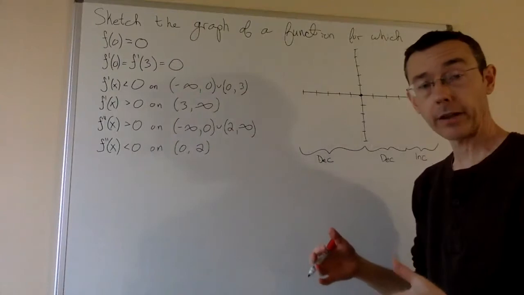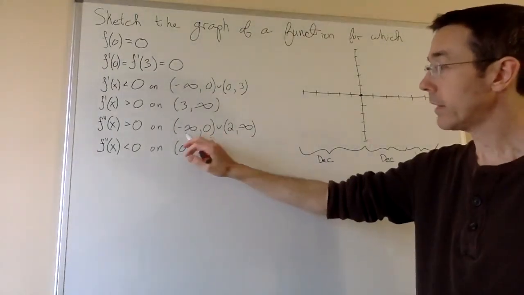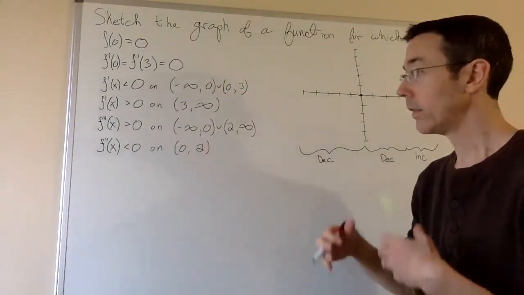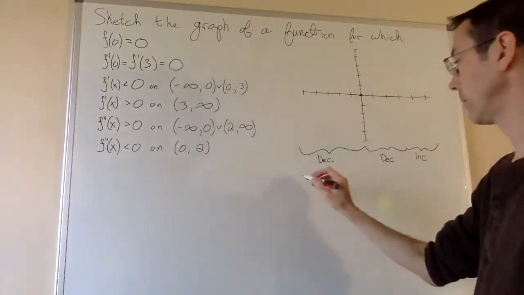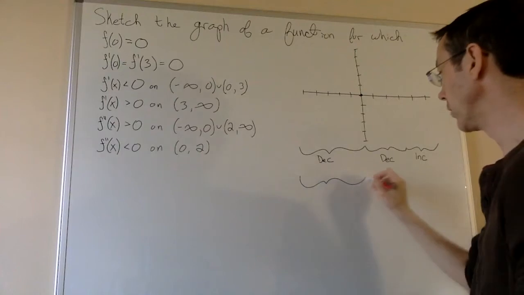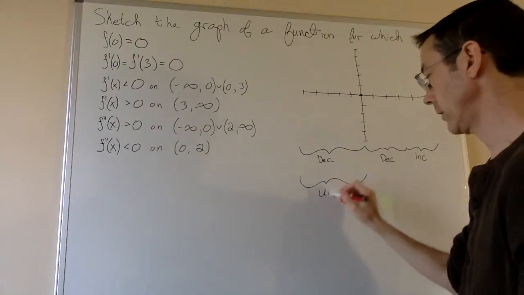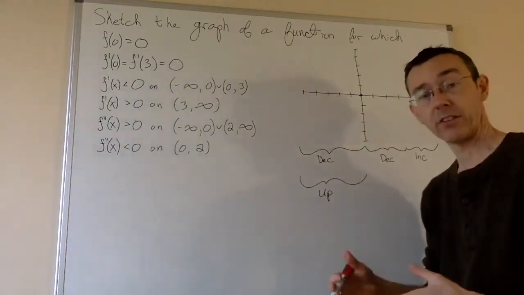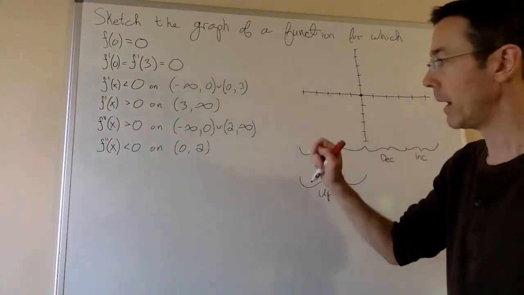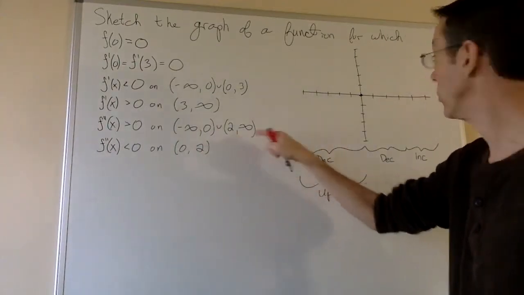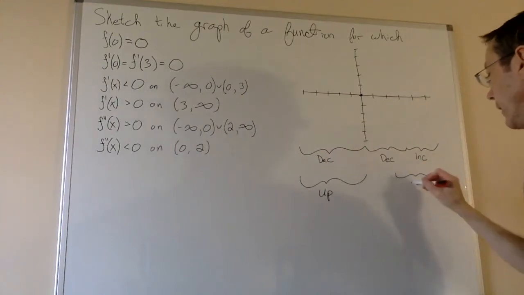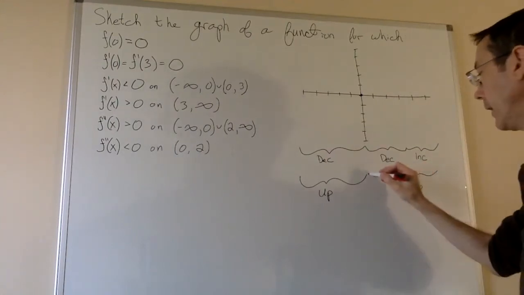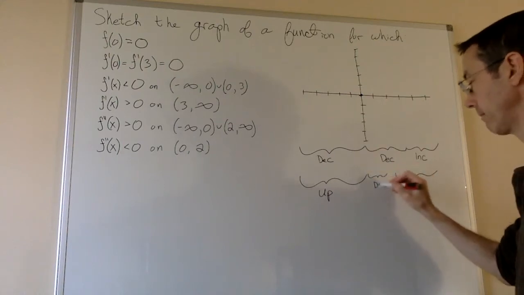Let's move on to the second derivative. Between negative infinity and 0, the second derivative is positive, so the graph is going to be concave up. Again, I'll make a note below the axes. The graph is concave up. And then again, from 2 to infinity, concave up. In between, it's concave down.